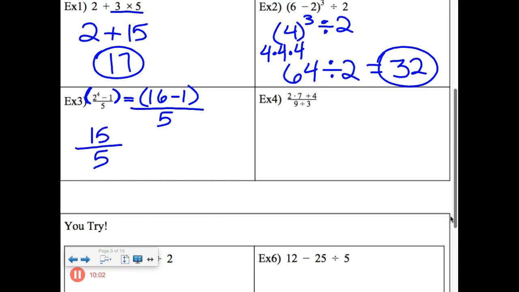15. I'm going to take that out of the parentheses because we don't really have anything else going on in there besides 15. So now we have 15 over 5, aka 15 divided by 5, which is going to give us 3.